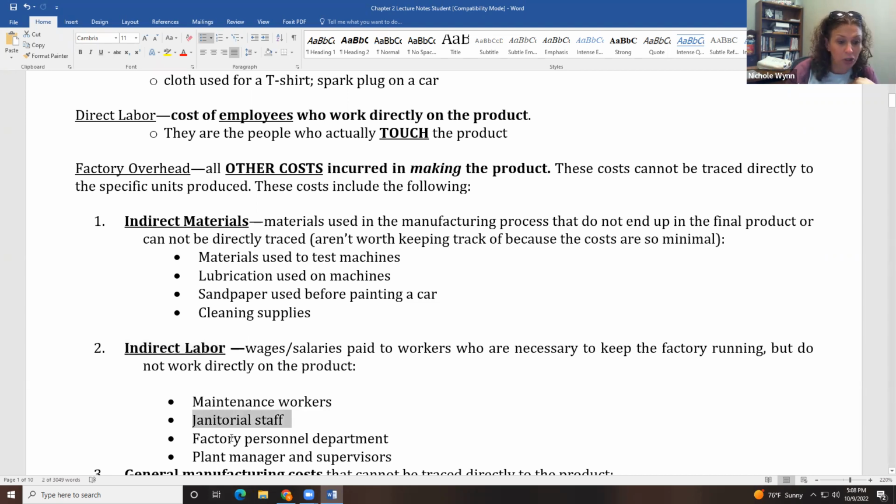Custodial type people, supervisors, the factory personnel department, the people that hire people in the factories. So Tor's son's girlfriend works for like Mars, that makes M&Ms, I guess, probably, and Mars bars. And she hires people to work at the factory. And so she would be considered an indirect laborer of the factory.